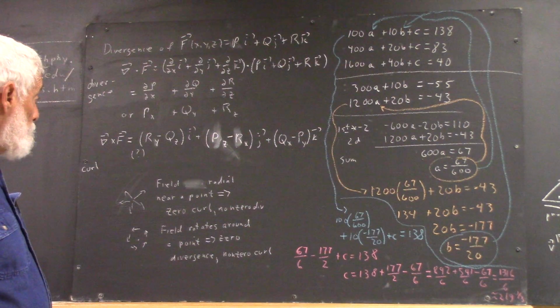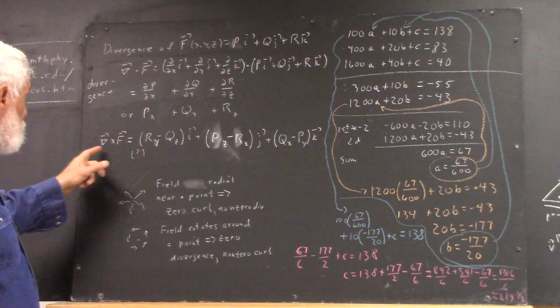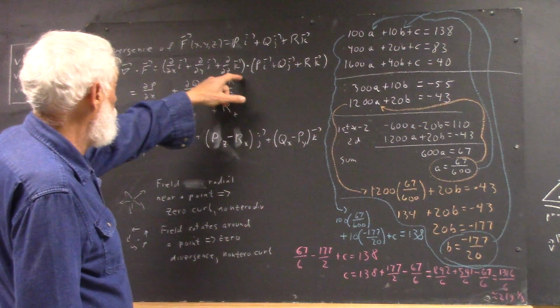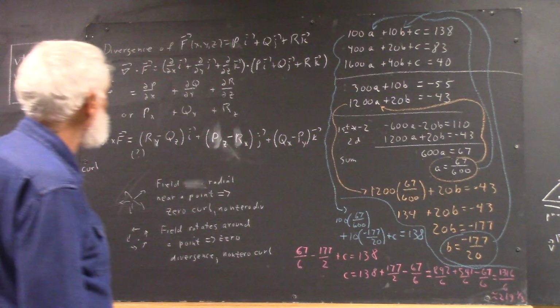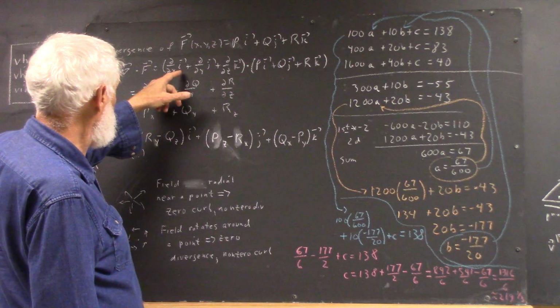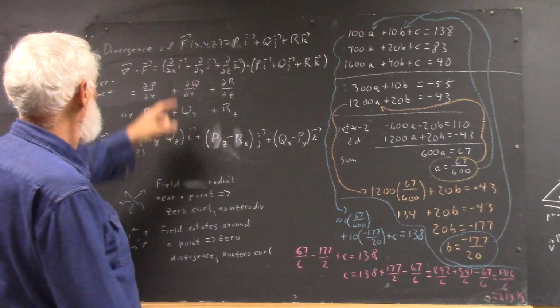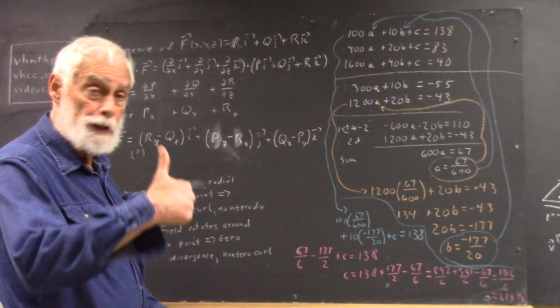The curl is the cross product of this del operator with the function. Now, if this was a cross here, then I'd have to do the i cross i. Well, that's 0. I'd have to do the i cross j. Well, i cross j is k.